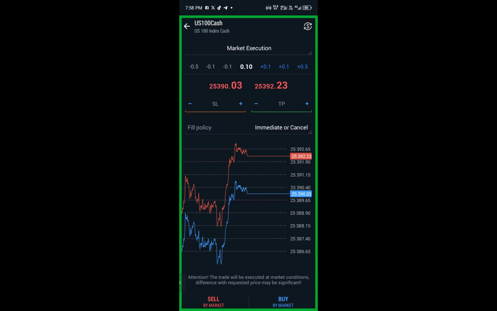Are we good? Right now, change this lot sizing to a 0.01 and try to execute. You will see that it will tell you invalid. Just try. Change it to a 0.01.